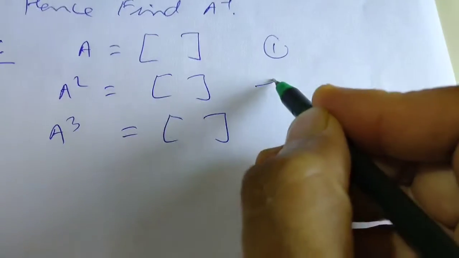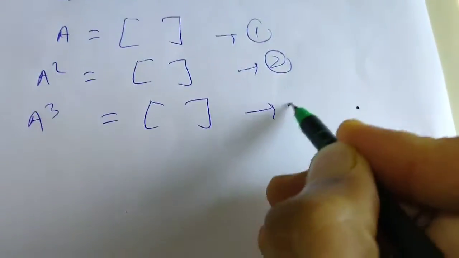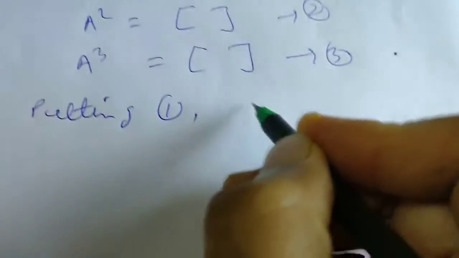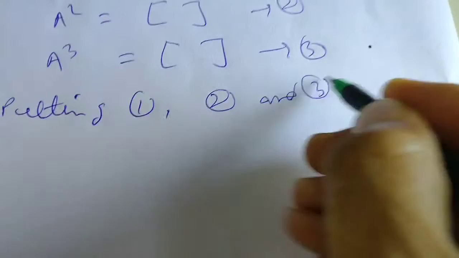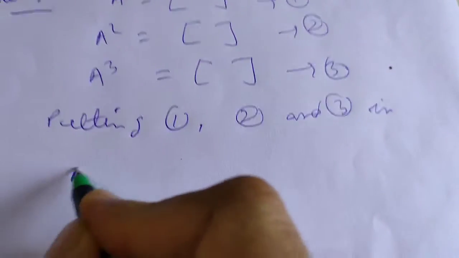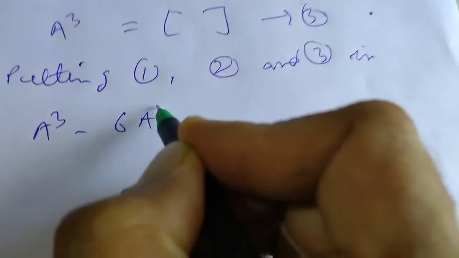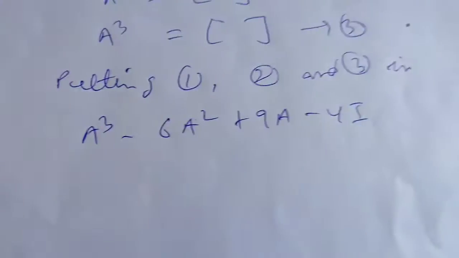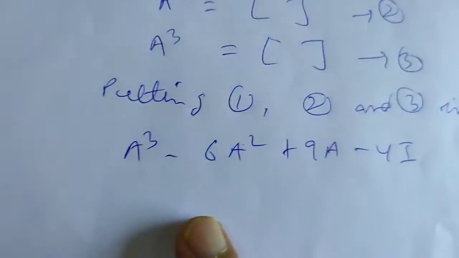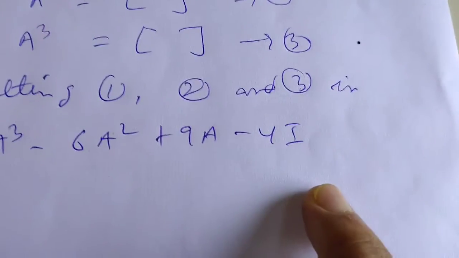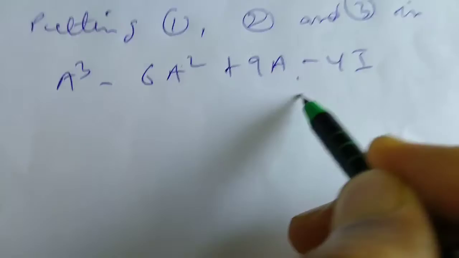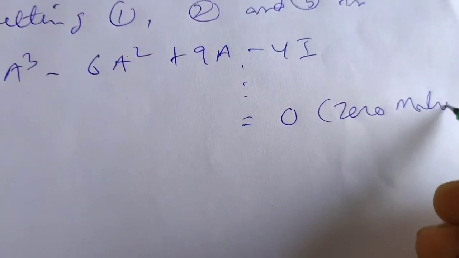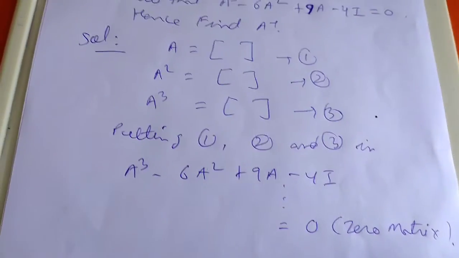Suppose this is 1, this is 2, this is 3. Putting 1, 2 and 3 in, you will be putting A cube minus 6A square plus 9A minus 4I. Substitute the values of A cube, A square and A, and I is of course the identity matrix, and on solving it you must get the 0 matrix. This part you will do on your own.